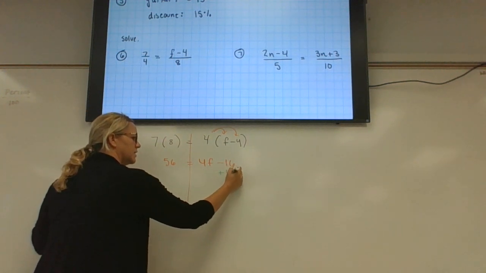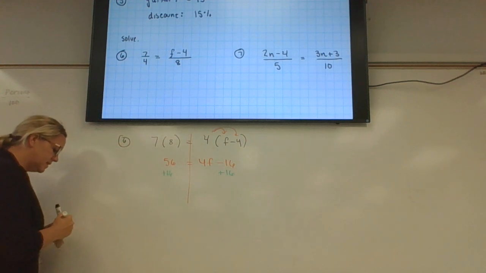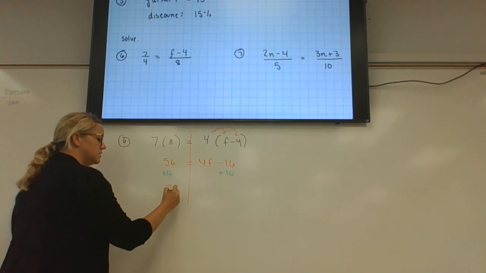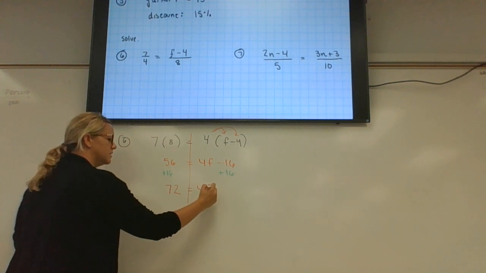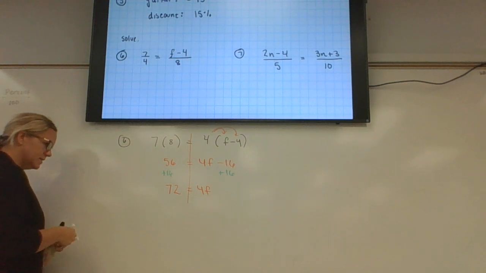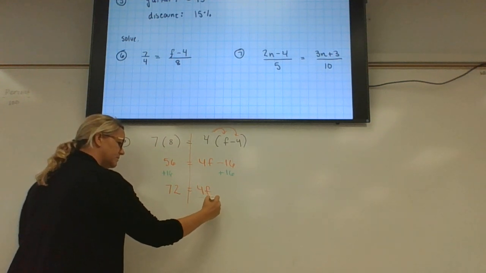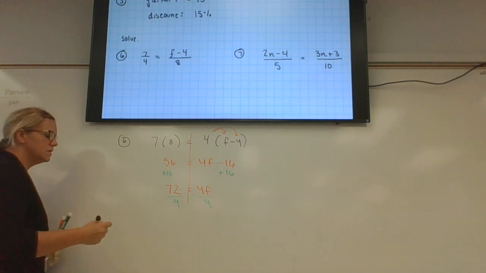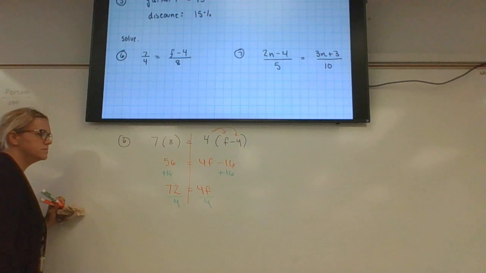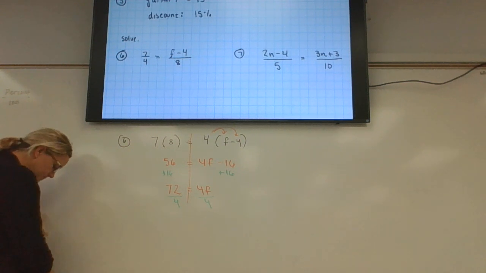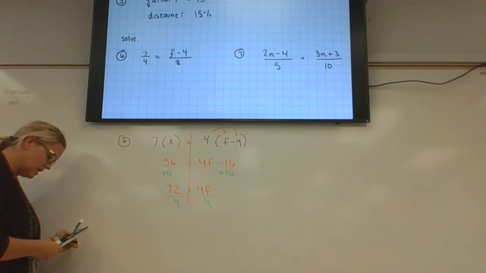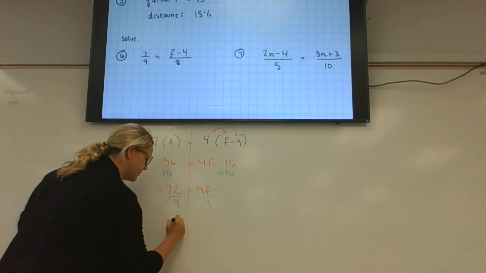Now we will cancel minus 16 by adding 16 on both sides of the equal line. 72. Can I get a 72 from anybody? And then this is 4 times f. The opposite of times is divide. 28. Just gonna double check before I write my number. 18. Yeah. 18.